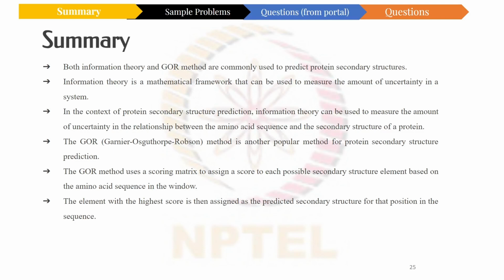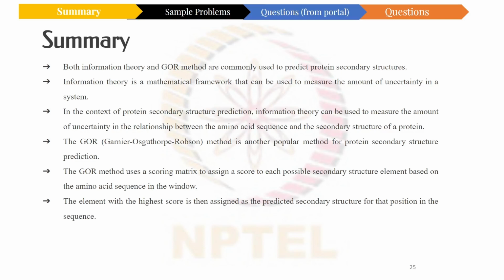Information theory approaches use the principle of maximizing the information content for given protein sequences. The information methods rely on statistical analysis of amino acid sequences and try to identify the patterns that are characteristic of secondary structures. Examples include SciSpread and JPred. Next is the GOR method, which is a rule-based method that uses a set of empirically derived rules to predict secondary structures.